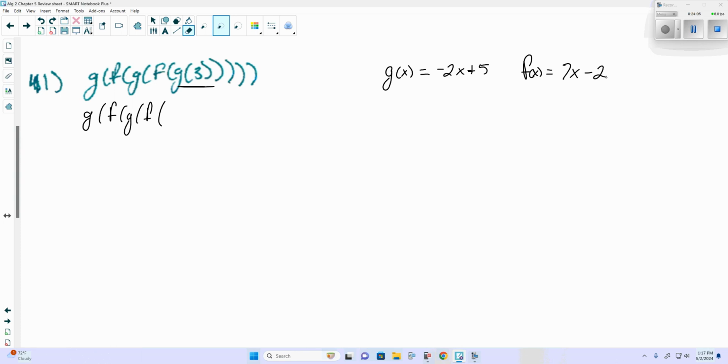Now with any of these here, we always work from the inside out. So the first thing we're looking at is g of 3. So we're going to plug 3 into every x in g of x. So it'd be negative 2 times 3 plus 5. Now at this point here, we can plug that part in the calculator.